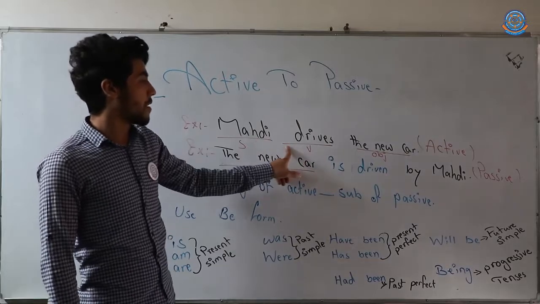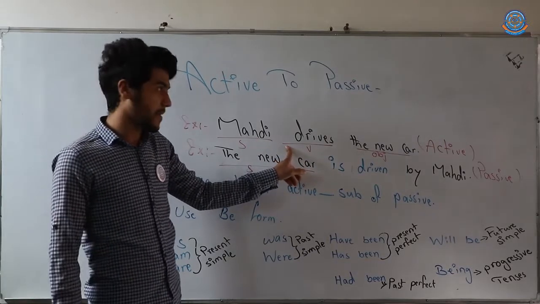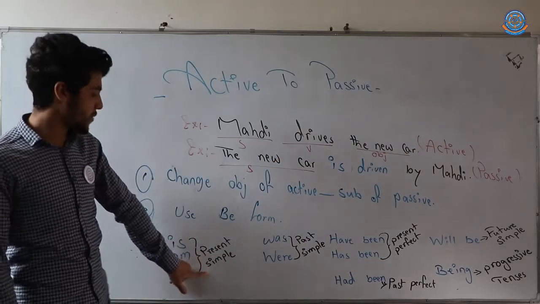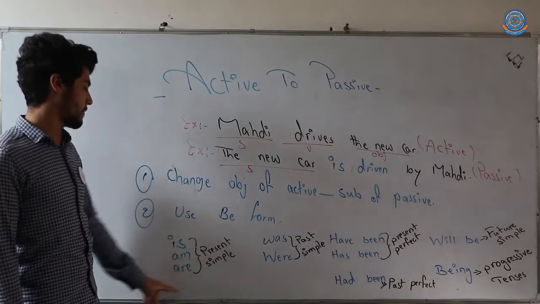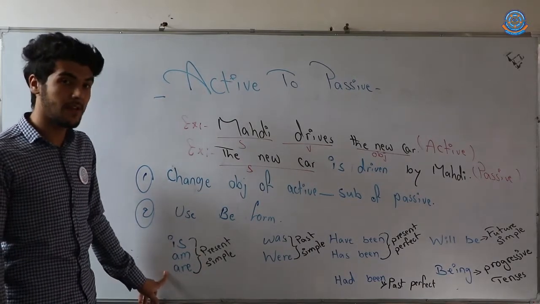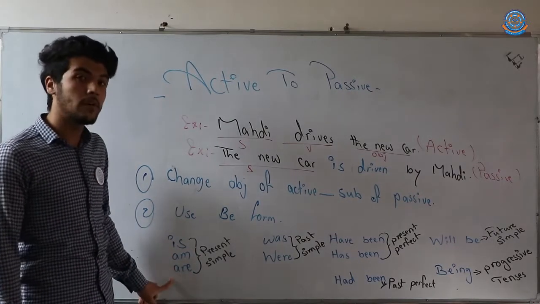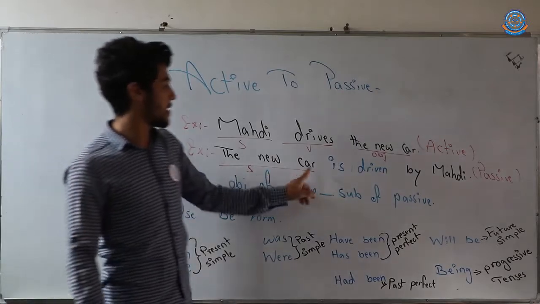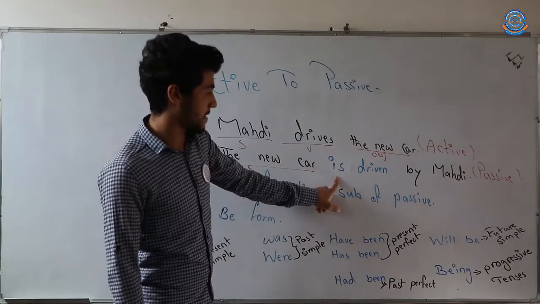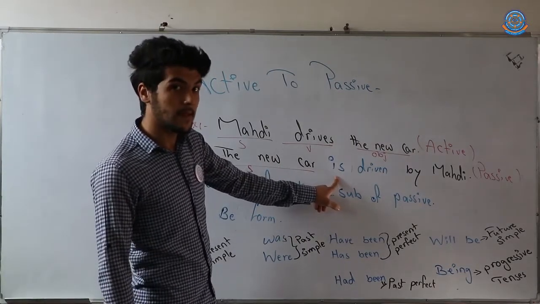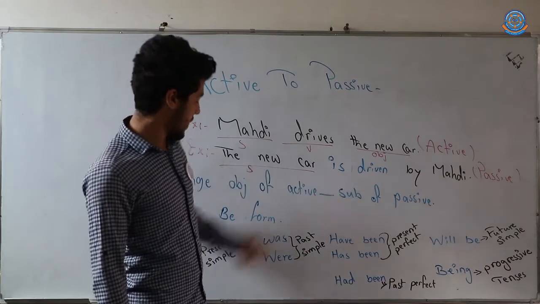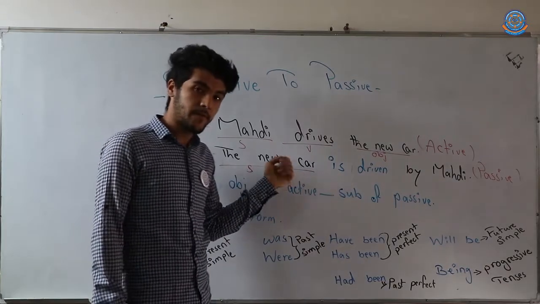Mahdi drives the new car. Which tense is it? Present simple. Now, when it is present simple, the be forms that I'm going to use here are am, is, or are. As you see in the example, the new car is. That is how we can use any of them according to the subject of the sentence.